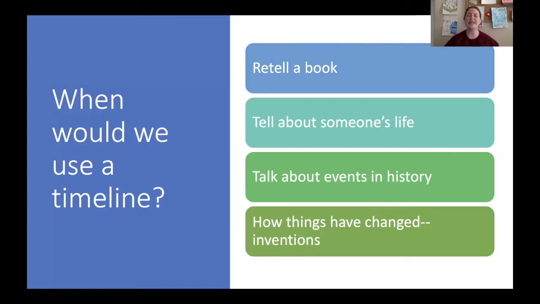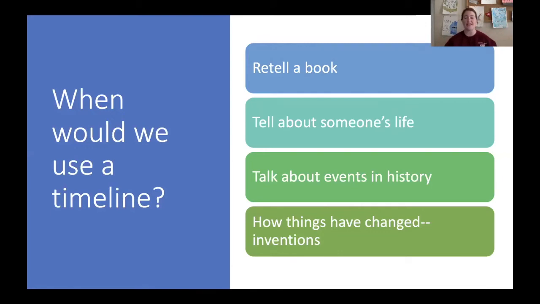It's really, really important to remember, you only need to do the super important parts. You don't have to put every single thing that has happened on a timeline, okay? You could make a timeline about someone's life. You could talk about the important things that happened to them in the order that they happened.